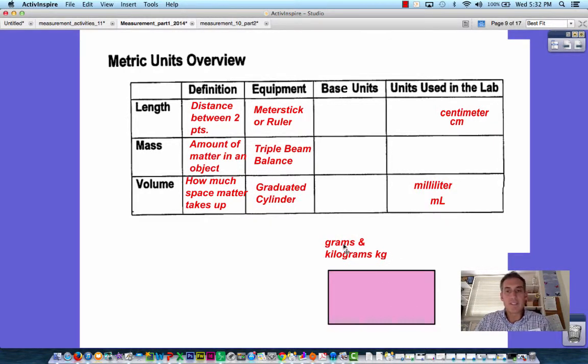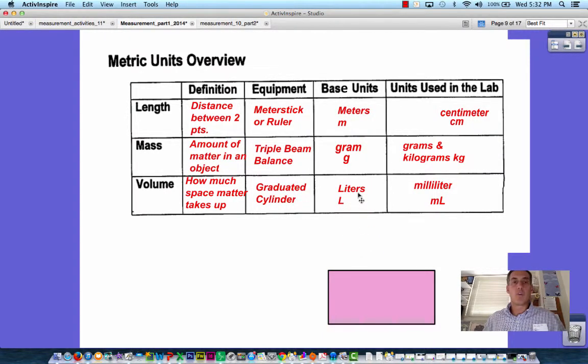And then grams and kilograms. Well, they can't both be base units, so I can tell you that these are units that we use in the lab. We use both grams and kilograms. And then grams, that's our base unit for mass. Meters, that's our base unit for length. And liters, that's our base unit for volume.